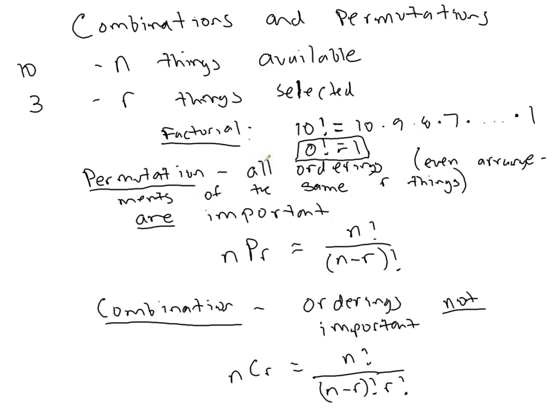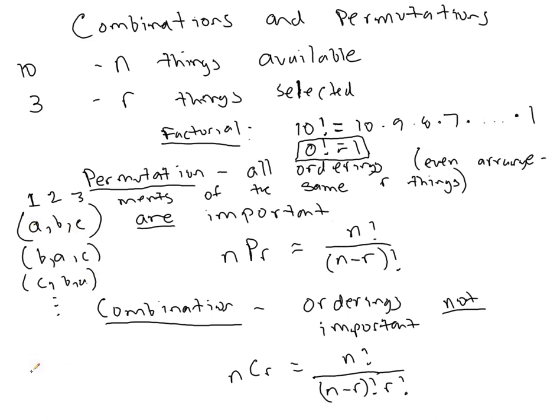So permutation looks at all orderings, even arrangements of the same r things. Suppose you draw A, B, and C. That might be one possible ordering, and those are the 3 things you're drawing. But this also considers B, A, C and C, B, A, and all the other ways you can do this, and counts them as unique possibilities. If these are positions, like first place, second place, and third place, it probably makes a difference whether A is in first, second, or third place.